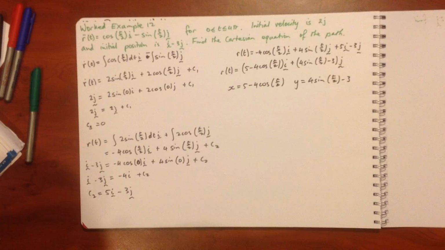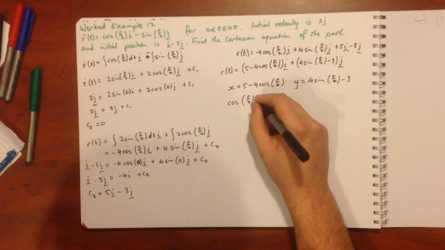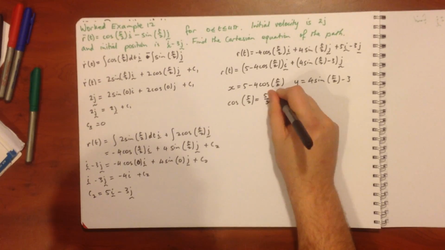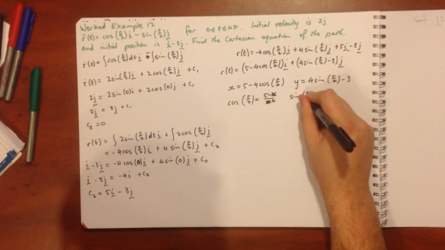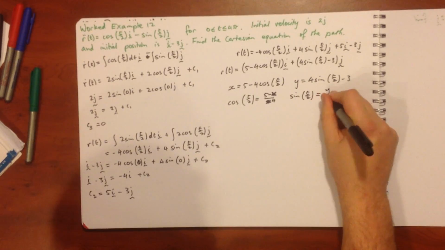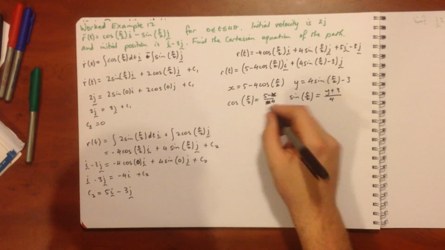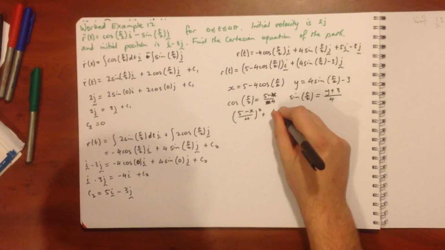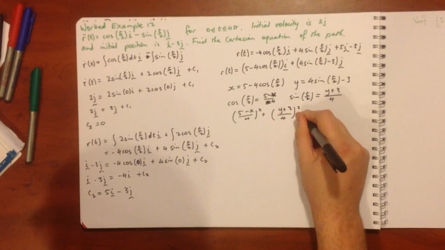Okay, and what we need to do is look at eliminating a parameter. So we need to rearrange for cos and sine here. What we can say is our cos of t on 2 is equal to 5 minus x on 4, that makes more sense, and our sine of t on 2 is going to equal y plus 3 on 4. Now, of course, sine squared plus cos squared equals 1, so what we're going to do is square both these things. It's 5 minus x on 4 squared plus y plus 3 on 4 squared equals 1.